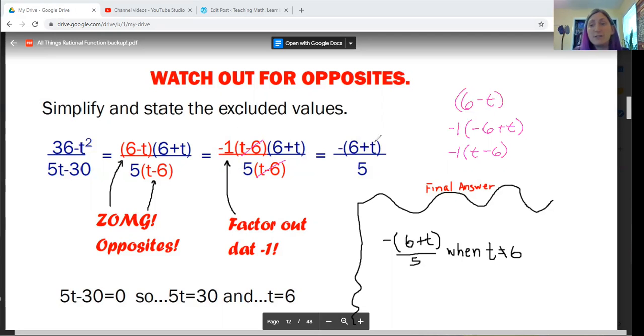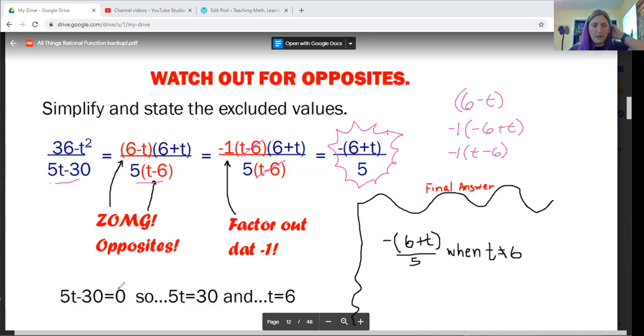If you wanted to go ahead and distribute that through, you're welcome to. You're not required to. Okay, so we simplified it. This is the simplified form here. Huzzah. Now we have to find our excluded values. Okay, again, going back to our original. Now, you can go back to your factored original. You just want to go back to the version of this that is before you canceled anything. If you've already factored it, keep it factored by all means. 5 times t minus 6.